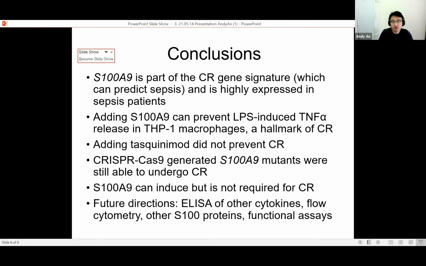So my next steps are to further characterize these mutant macrophages by profiling other cytokines, performing flow cytometry, or functional assays like phagocytosis and wound healing assays, as well as investigate the role of other S100 proteins in cellular reprogramming and sepsis. So thank you for listening, and I'm open to any questions from the audience.